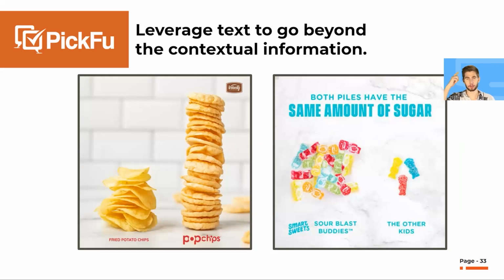So again, think about your brain being a giant graphics processor. If we've got the image on the left-hand side, this is pretty good. It's trying to compare, you've got regular chips, you've got these pop chips. Clearly, it's showing that you can eat more pop chips, and it's going to have about the same effect. That would probably pass the 5-second test, but the one on the right is infinitely better because it gives you some text to drive that visual point home.